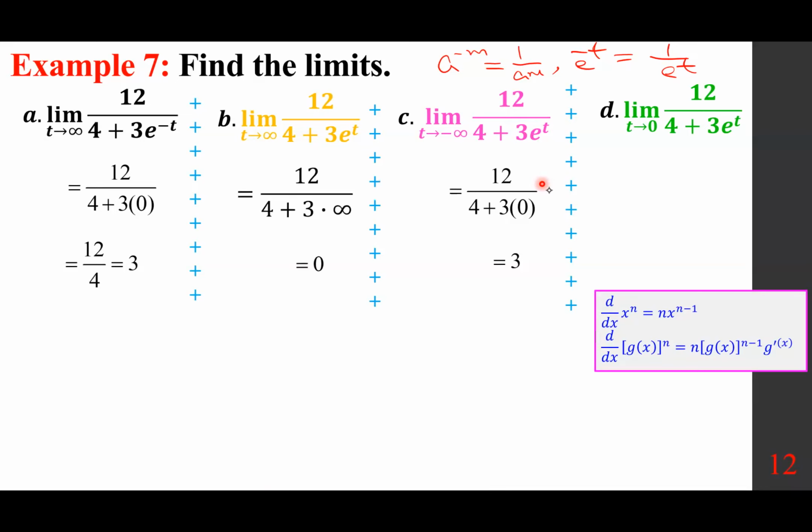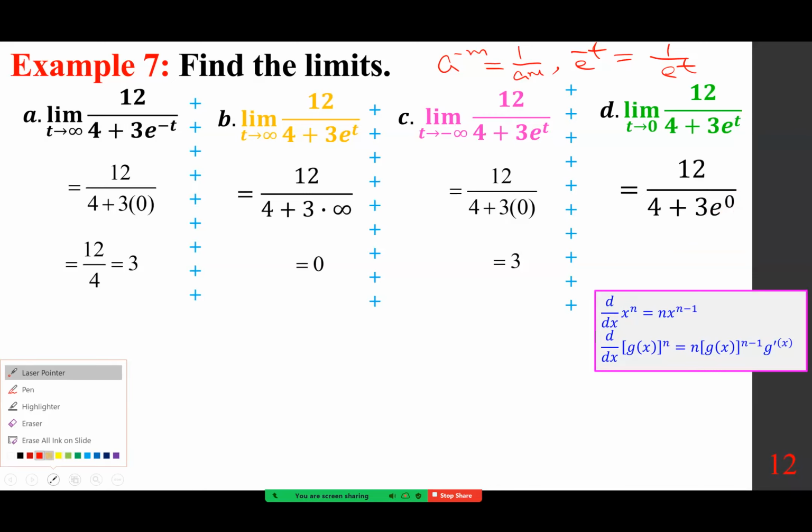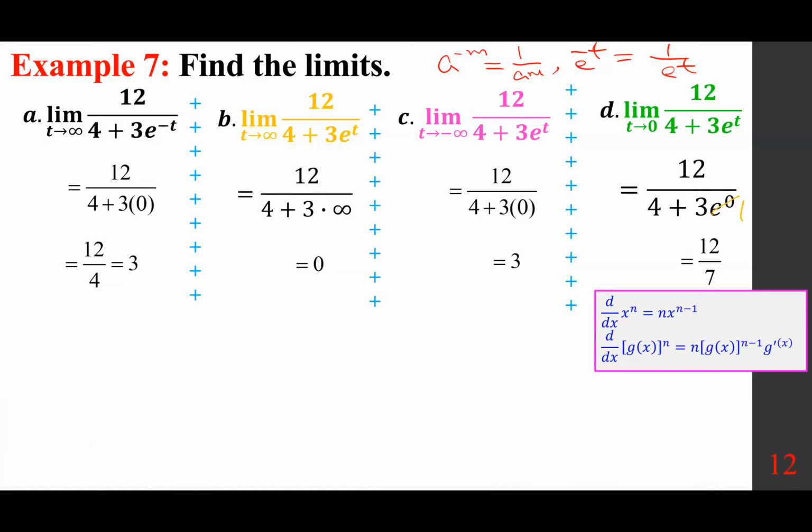What about this one? Replace the t with 0. As you know, e to the power of 0 is 1. So 12 divided by 4 plus 3 or 7. Again, class, these are questions we've seen quite a few times already. So I hope it's coming back to us, okay, in case.